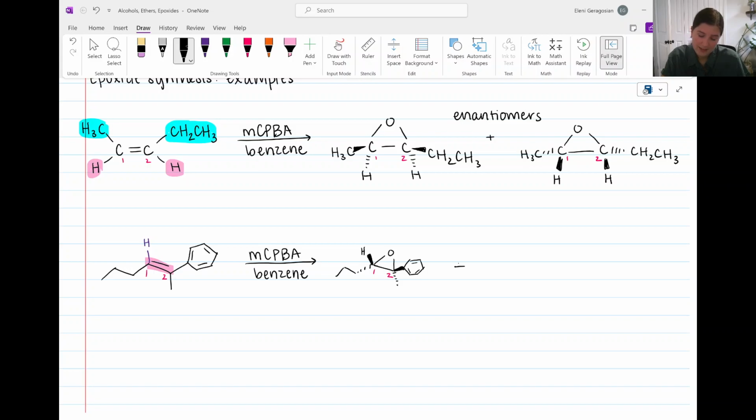That's one product. The enantiomer forms as well, where now all that we're doing is changing wedges to dashes, dashes to wedges. So we'll just draw that in quickly here. Phenyl ring is now on a dash. Methyl is on a wedge for carbon 2. Hydrogen on carbon 1 is on a dash, and the propyl group on carbon 1 is on a wedge. Now we have our 2 enantiomer products. Now our epoxides.